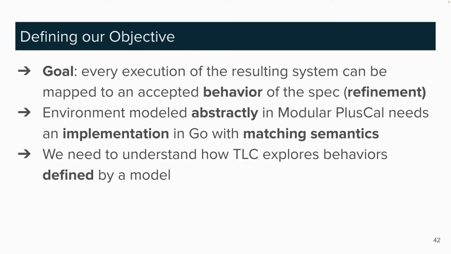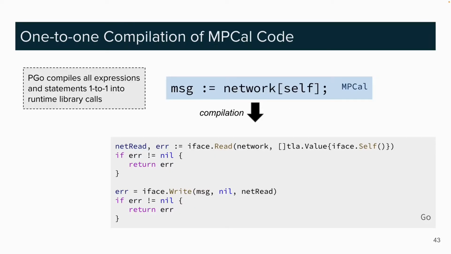And then to speak more holistically about our objective, every execution of the resulting system has to map to something the model might have done, so it has to be a refinement. Our environment is abstract in MPCal, and in Go it needs an implementation that does something the abstract environment could plausibly have been seen doing. And to get all of this right, we need to understand how TLC explores behaviors defined by a model. But first, let's talk about why there isn't much to say about our compilation process.